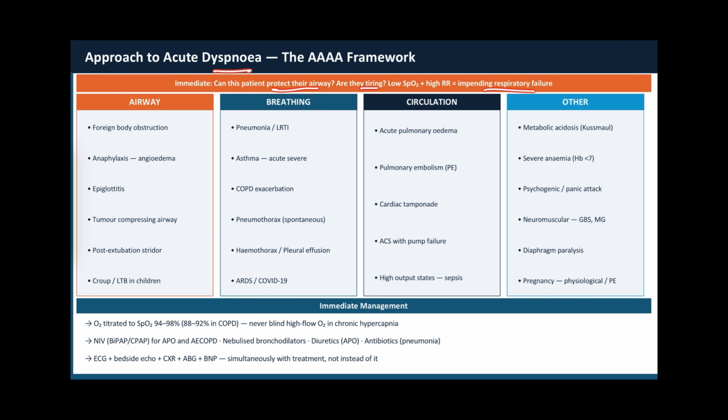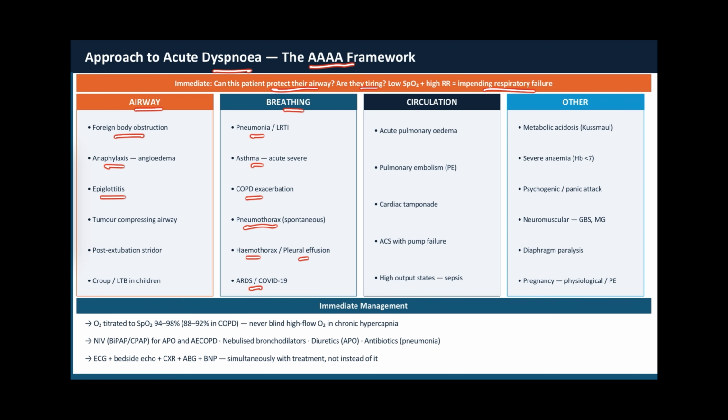Okay, this slide introduces the AAAA framework, which helps in organizing the differential diagnosis. Start with the airway. Could there be an obstruction from anaphylaxis or from a foreign body aspiration or any upper airway swelling? Next, think about the breathing. Here, you look for any asthma, COPD, or else any pneumonia or LRTI. And the most important one is pneumothorax or hemothorax or massive pleural effusion. Recent ones are ARDS or COVID-19.